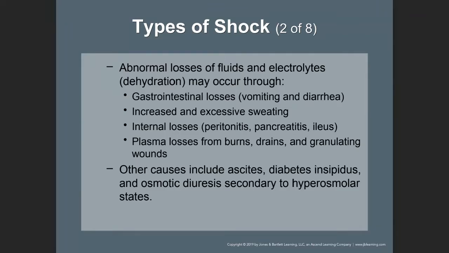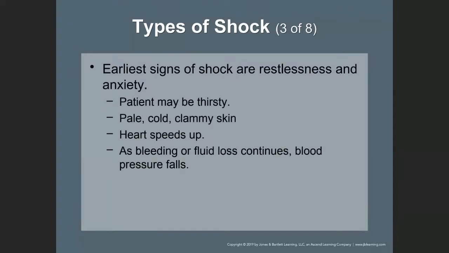Other causes include ascites, that's excessive fluid accumulating in the abdominal area, diabetes insipidus, which is an issue with anti-diuretic hormone, and osmotic diuresis. Remember that the osmotic pressure is the pulling pressure, second to hyperosmolar states. Earliest signs of shock are restlessness and anxiety. Patient may be thirsty. Patient may be pale, cold, and present with clammy skin. The heart speeds up. As bleeding or fluid loss continues, the blood pressure will drop.